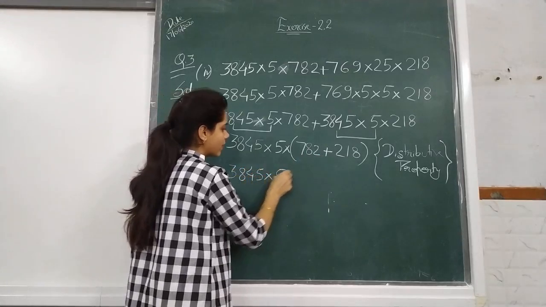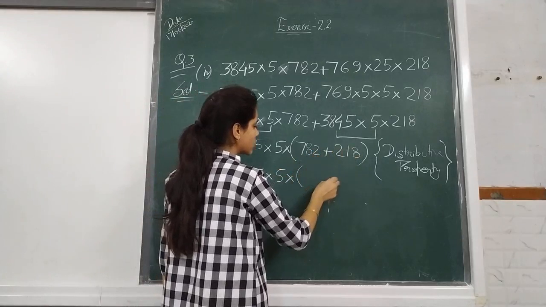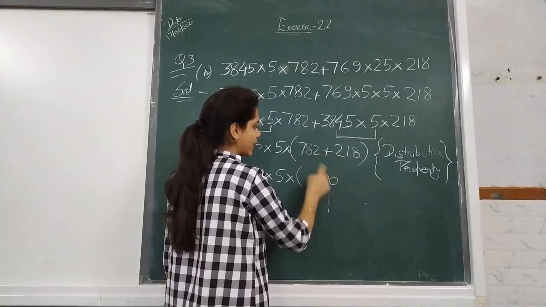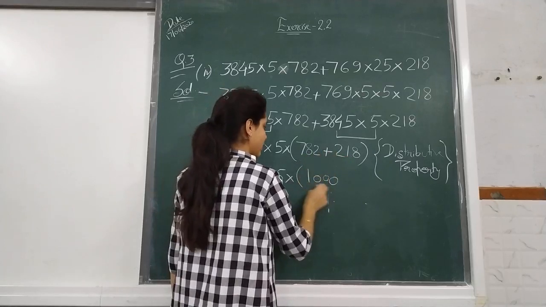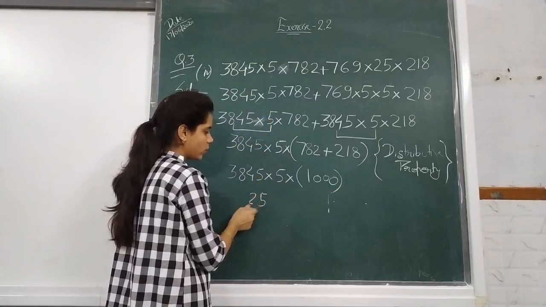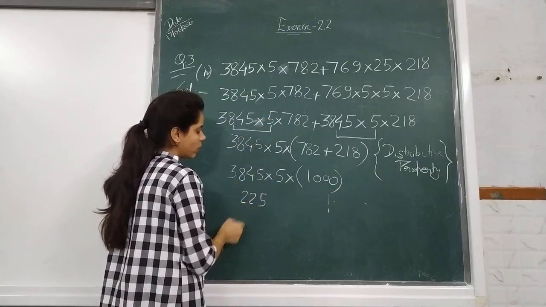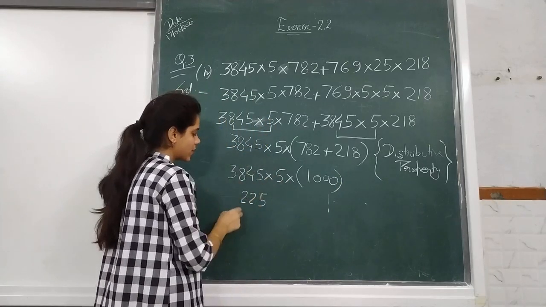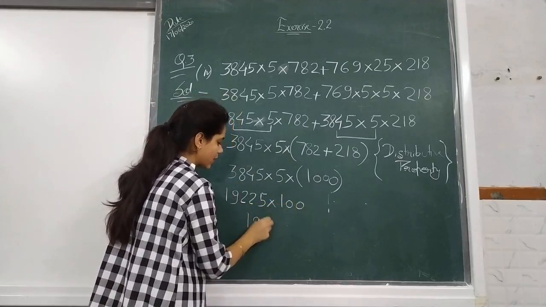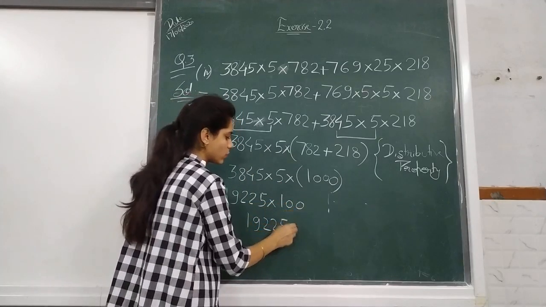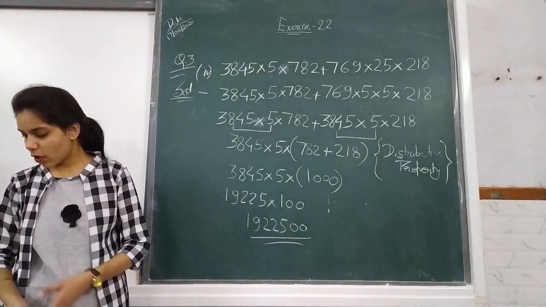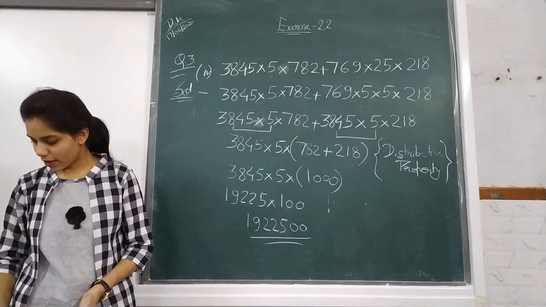Now add these terms. 8 plus 2, 10, 1 carry, 8 plus 1, 9 plus 1, 10, 1 carry, 7 plus 2, 9 plus 1, 10. So this will come 1000. Then 3845 into 5: 5 5s are 25, 5 4s are 20 plus 2, 22, 2 carry, 5 8s are 40 plus 2, 42, 4 carry, 5 3s are 15, plus 4, 19. So our answer will be 19225 and these 0s. So this will be our answer. Understood everyone? So what have we done in this question? We have applied what?